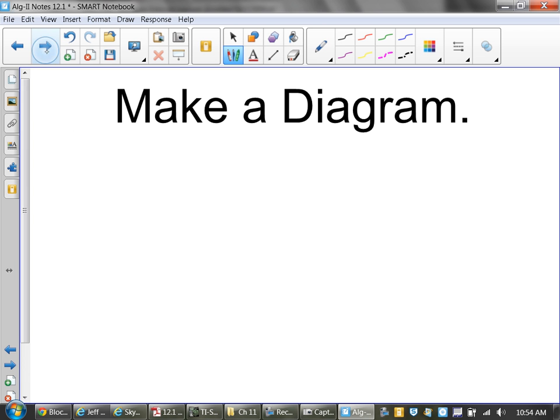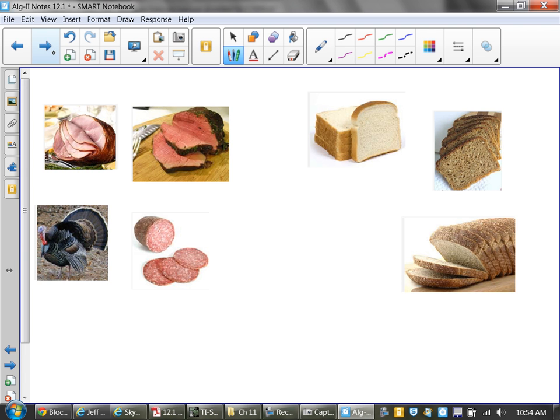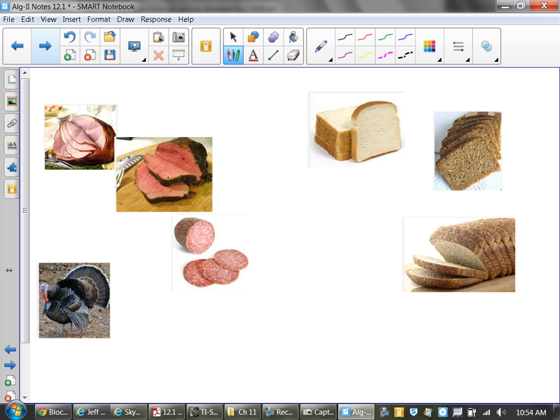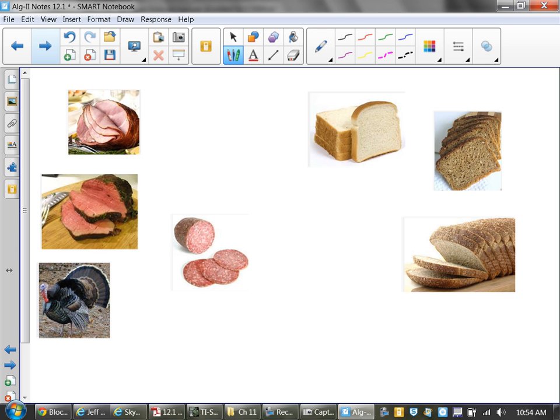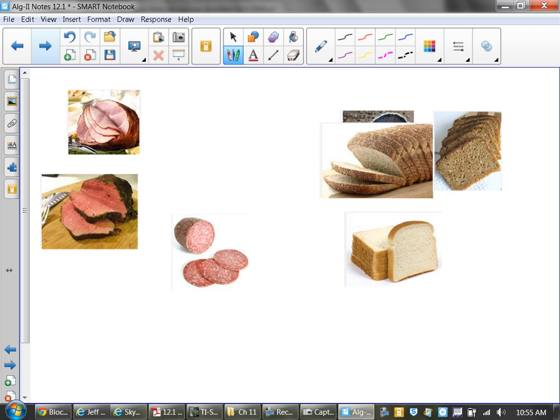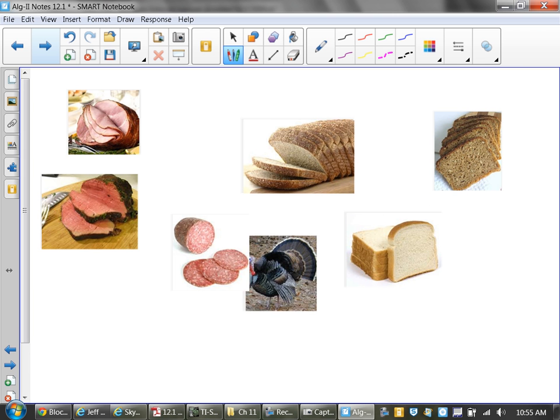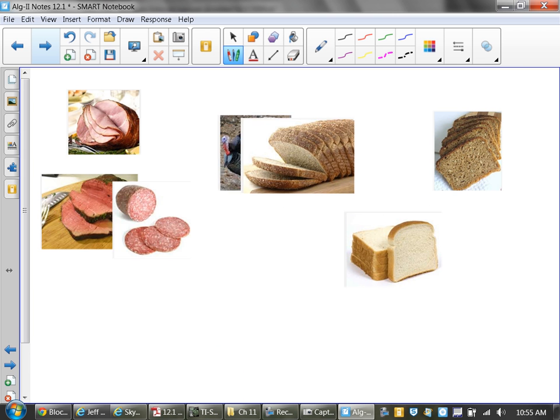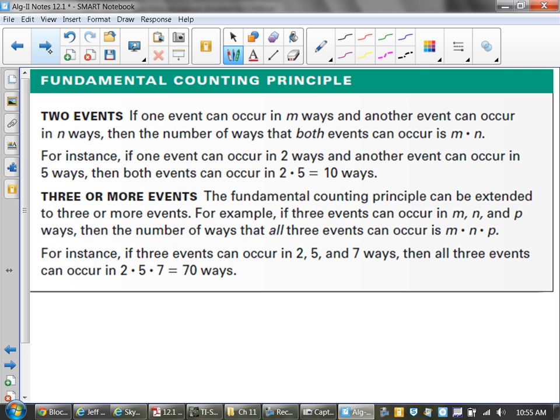So here's what's going on. I was going to say make a diagram, then I had turkeys and salamis and roast beefs and ham and some breads. And I was going to put turkey on white, or white on turkey. Right. Yeah, I thought it was funny. Turkey bounces.